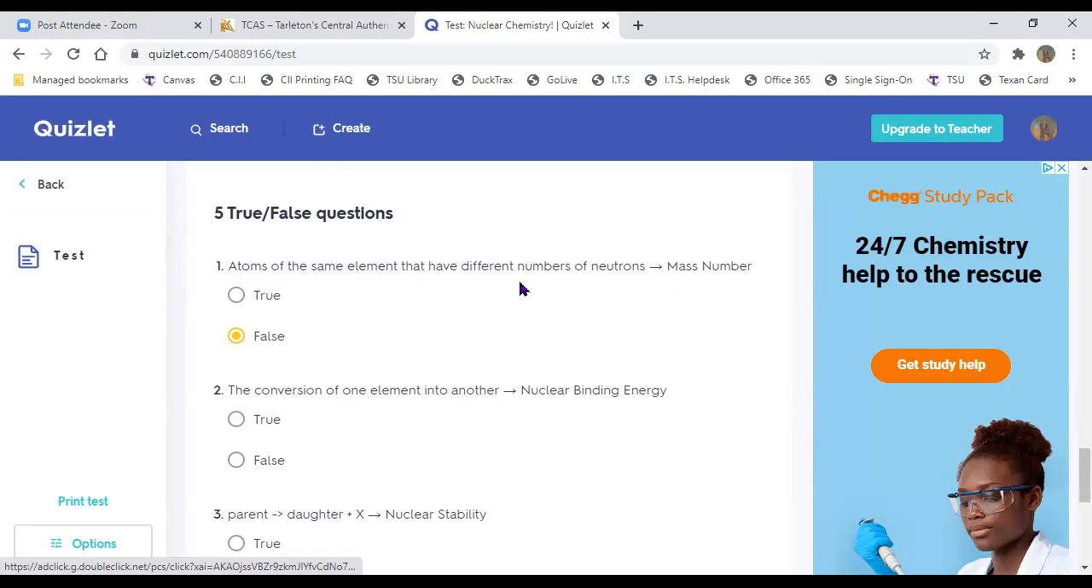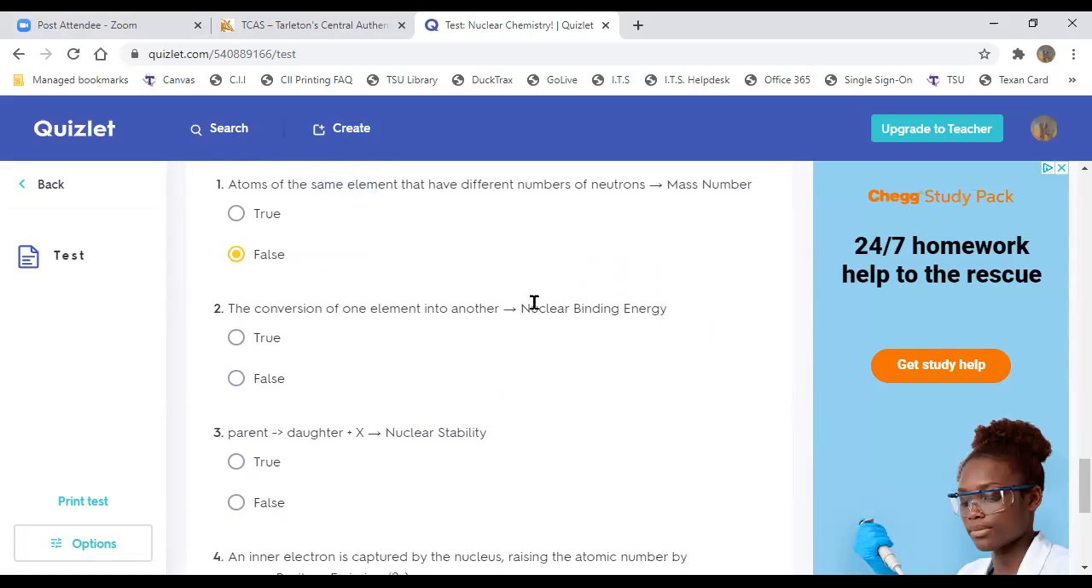The term is going to be isotopes. So atoms of the same element that have different numbers of neutrons are going to be isotopes of each other. So carbon 12 is an isotope of carbon, and carbon 14 is an isotope of carbon. And since they're the same element, but they have different number of neutrons. Okay, we'll go on to the next one.